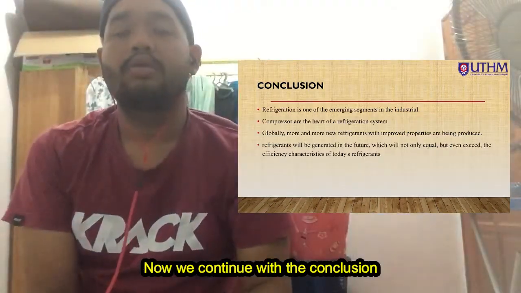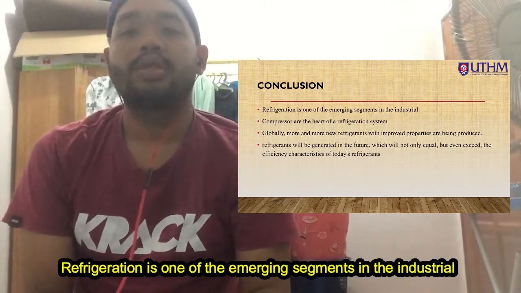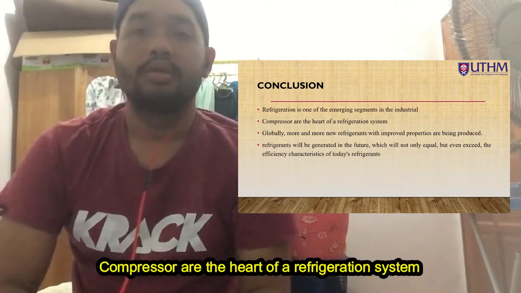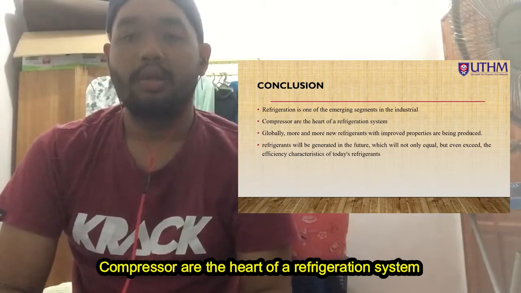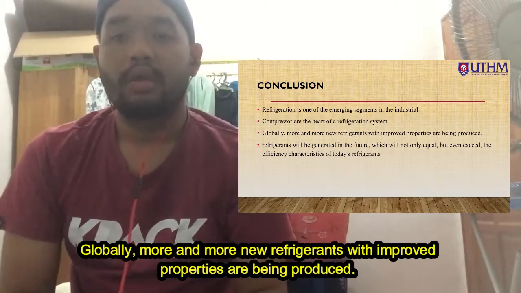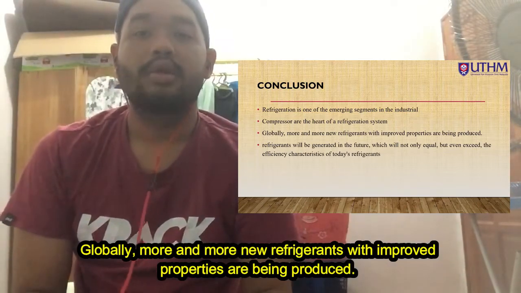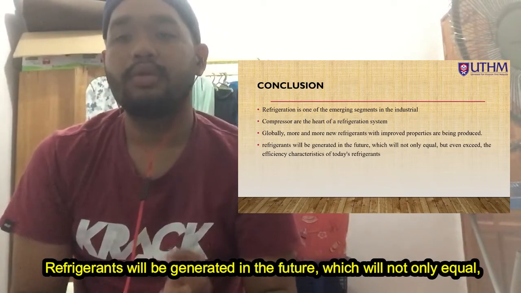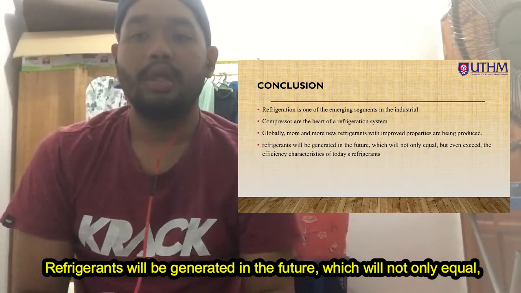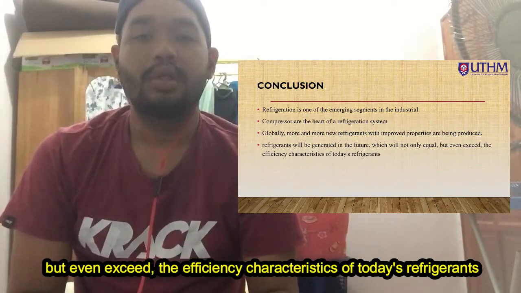I will continue with the conclusion. Refrigerant is one of the emerging segments in industry. The compressor is the heart of the refrigeration system. Globally, more and more new refrigerants with improved properties are being produced. Lastly, refrigerants generated in the future will not only equal but even exceed the efficiency characteristics of today's refrigerants.